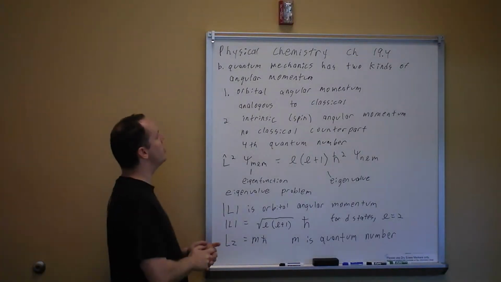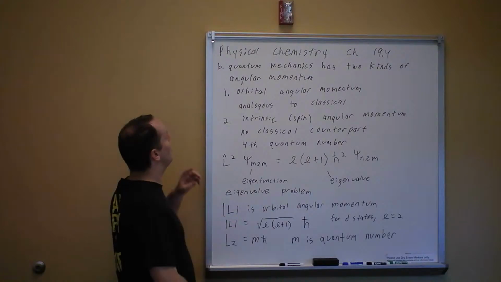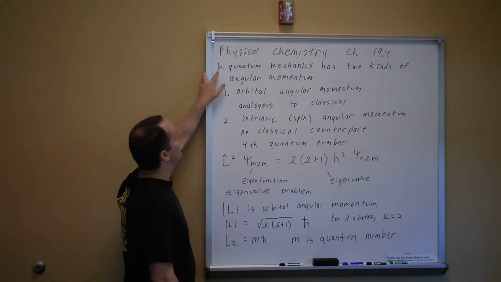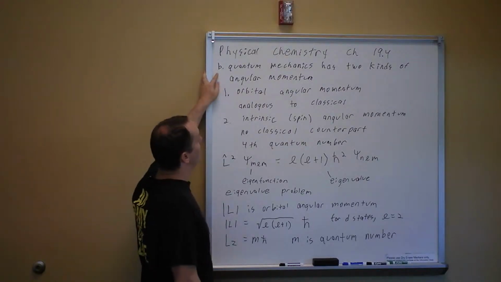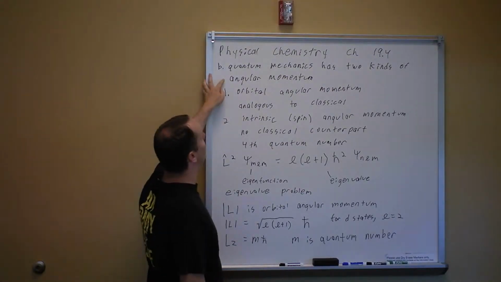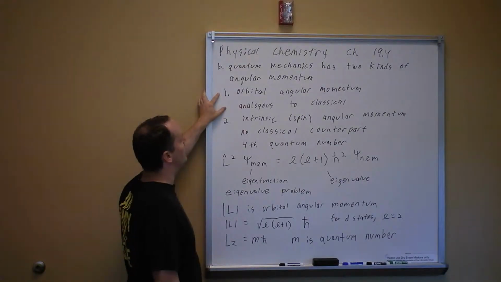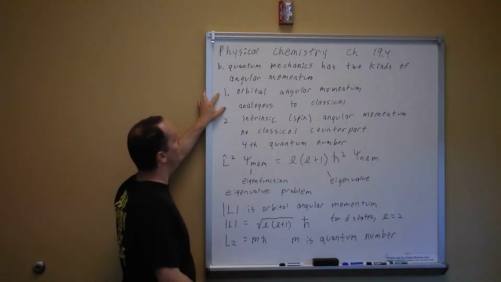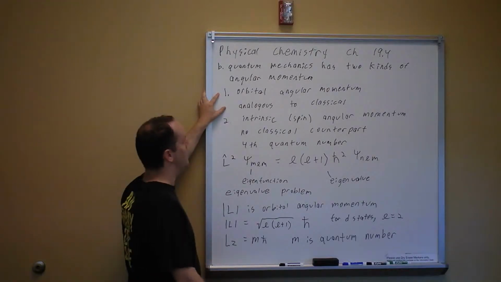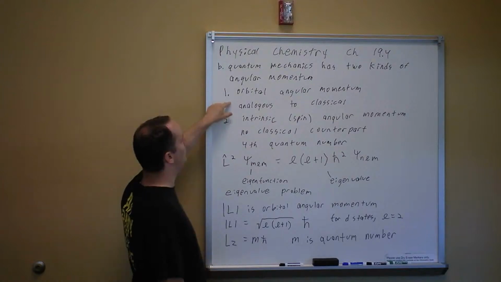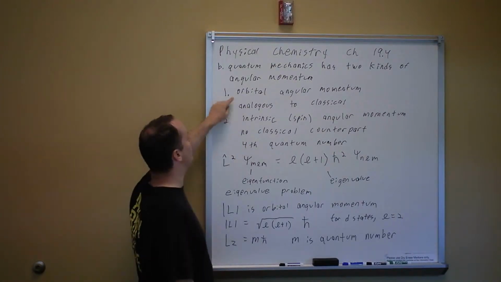Continuing on physical chemistry, chapter 19, we're in section 4. So we just did a review of angular momentum from classical mechanics. Now we're talking about quantum mechanics. Now in quantum mechanics, there's actually two kinds of angular momentum. The first kind is the orbital angular momentum. So in other words, for any electron in an orbital, just by being in that orbital, it's going to have some angular momentum. So this will be different for each orbital.